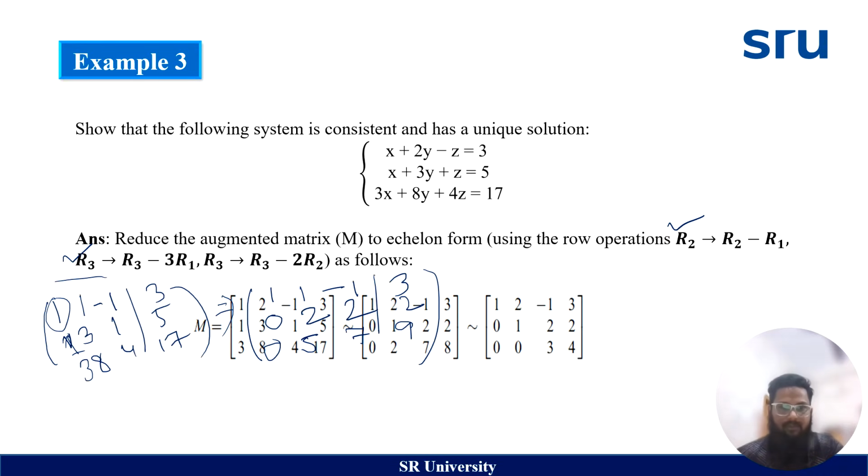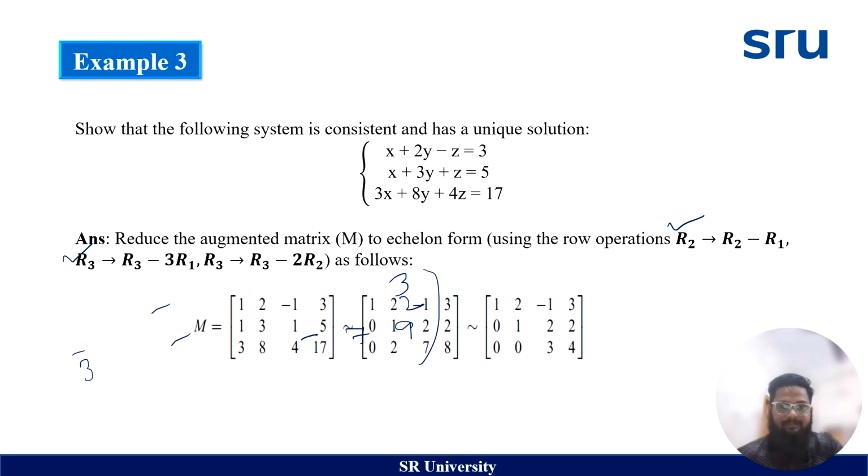So you are going to get this one. So the first, if you are using R2 minus R1, so 1 minus 1 is 0, 3 minus 2 is 1, 1 minus minus 1 is 2, 5 minus 3 is 2. Then R3 minus 3 R1: 0, 8 minus 6 is 2, then 4 minus minus plus 7, then 17 minus 9 is 8. Now this is the first pivot, this is the second pivot, so you have to make these two 0. So R3 minus 2 R2, so that means this third one. So you are getting here 3, here 4.